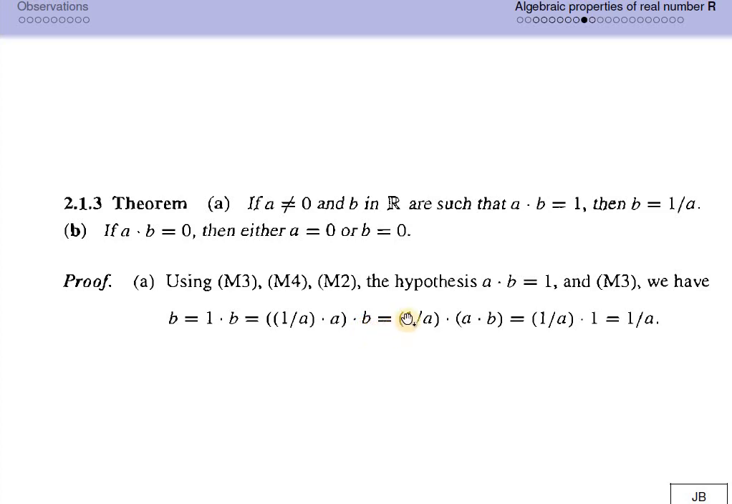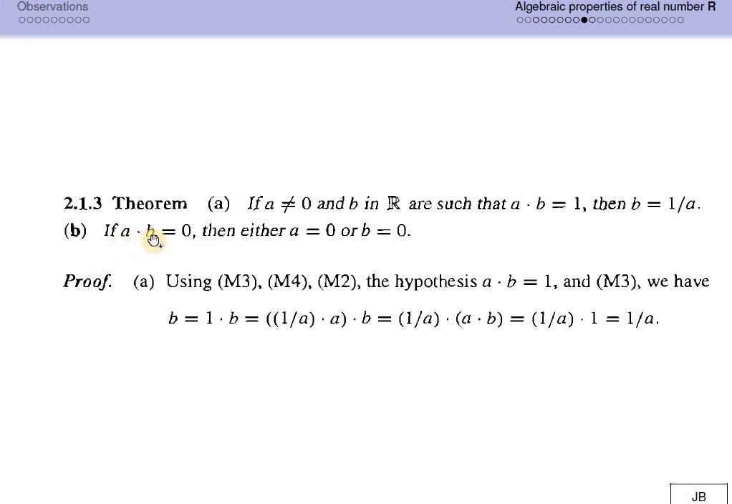Now by associativity, I can change the order of the bracket, so this bracket will be here. So you see this is m2. Now it is given that a dot b equal to 1, so this into 1 is 1 by a. So we got b equal to 1 by a.